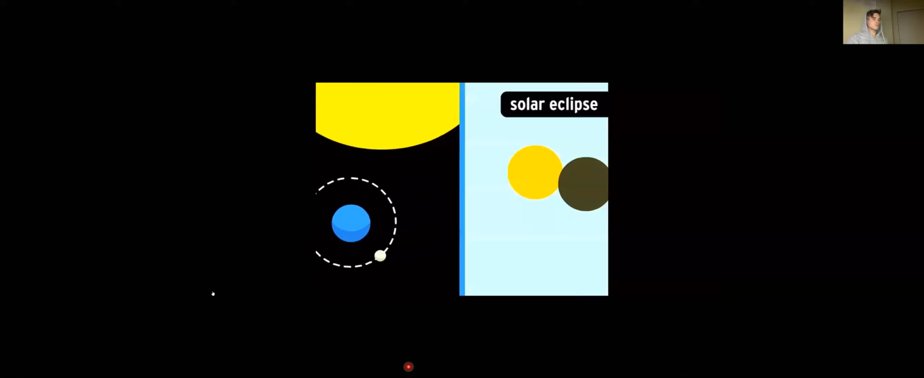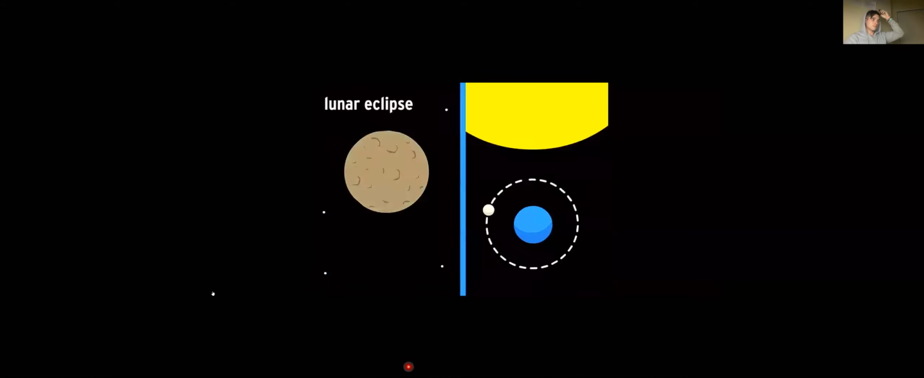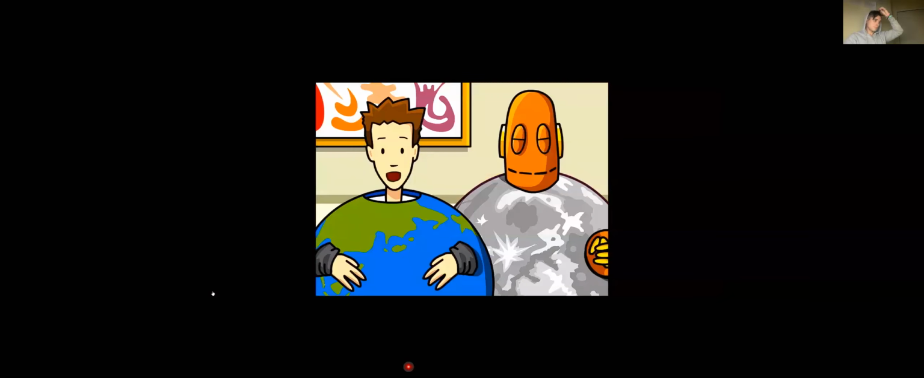Believe it or not, shadows have nothing to do with the moon's phases. You might be picturing the Earth-Moon-Sun system like this, but if everything were all flat like this, you'd get a solar eclipse every time the moon was here, and a lunar eclipse every time it was here. In reality, eclipses are pretty rare.